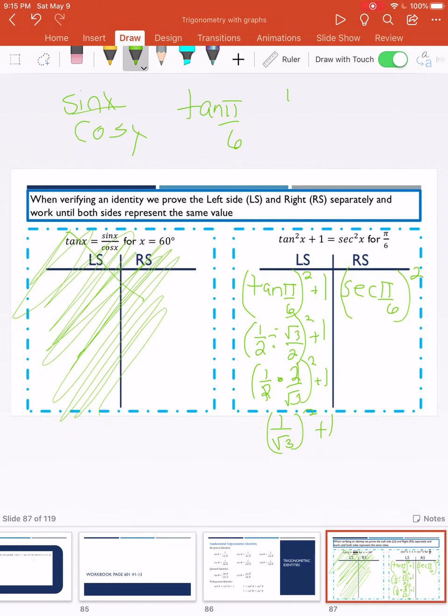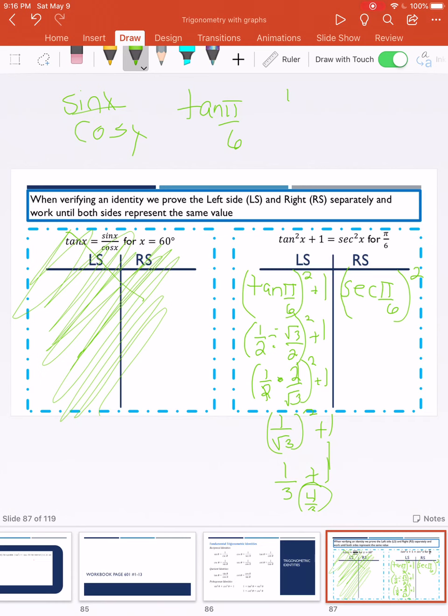1 squared is just 1. Root 3 squared, it just gets rid of that root, so I'm left with 1 over 3 plus 1. And if you're not sure, you can always type this on your calculator. It is equal to 4 over 3. So we know the left side equals 4 over 3. Let's do the right side.